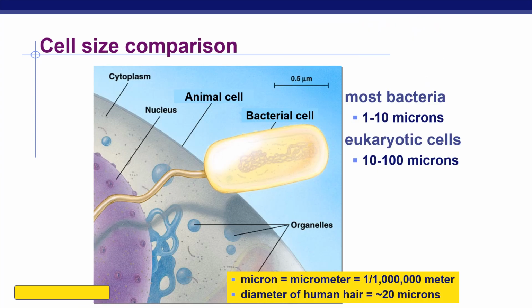If we're going to compare the sizes of the cells, most bacteria are 1 to 10 microns, while eukaryotic cells are 10 to 100 microns. By the way, a micron is equal to a micrometer, which is equal to 1 over 1 million meter. So look at the diameter of the human hair.